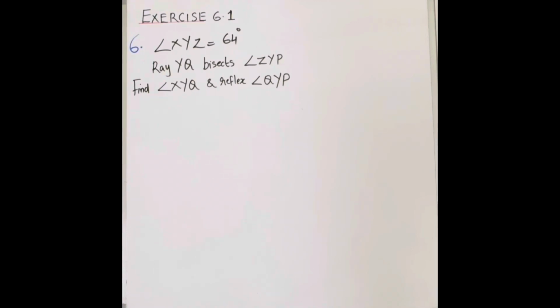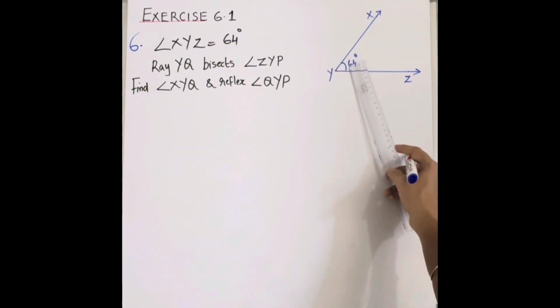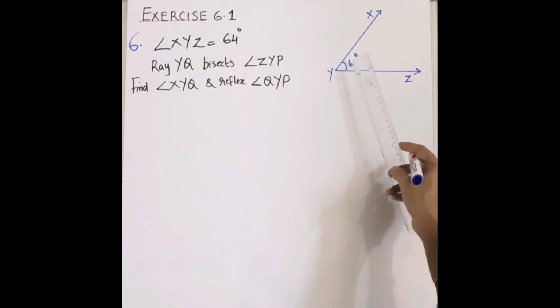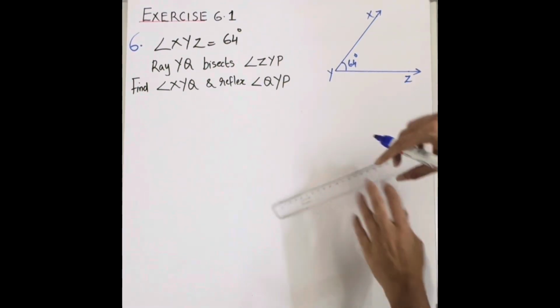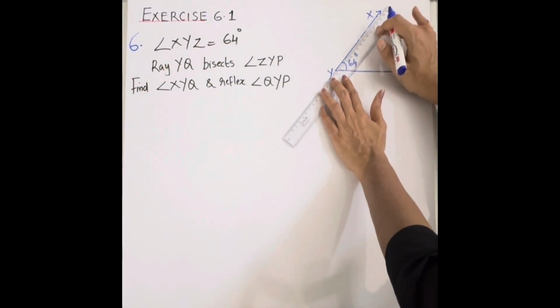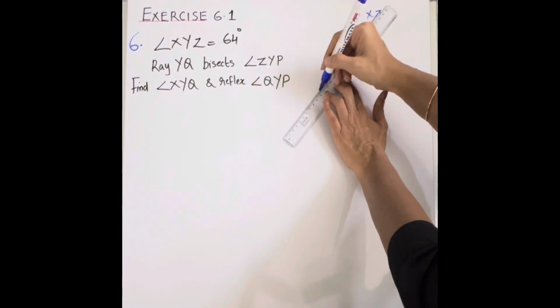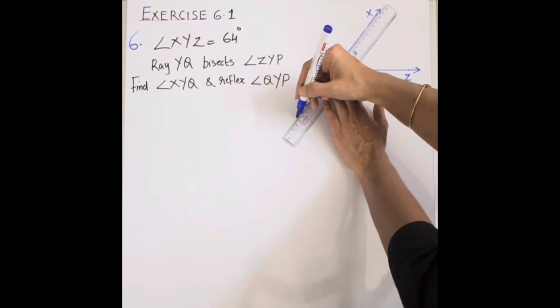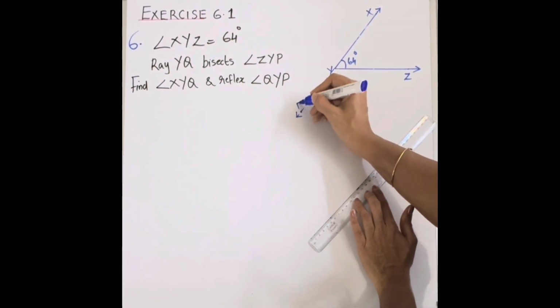So it's been given angle XYZ is equal to 64 degrees. So let's draw the angle XYZ first. First, let's draw XYZ as 64 degrees. So XYZ has been drawn as 64 degrees, and then it has been given that XY is produced to point P. So let's produce, or extend, XY to point P. So we draw like this, XY produced to point P. So we have this as point P.